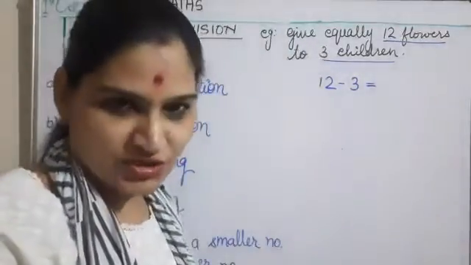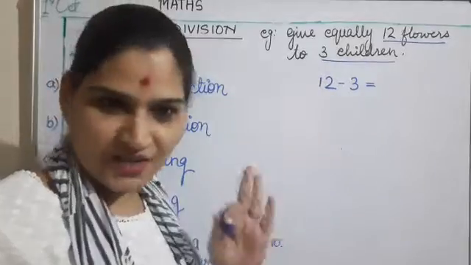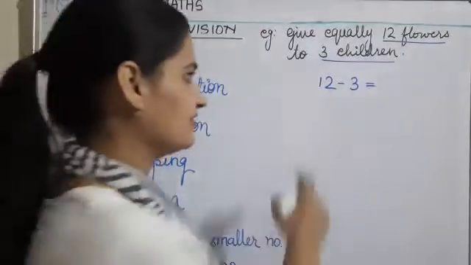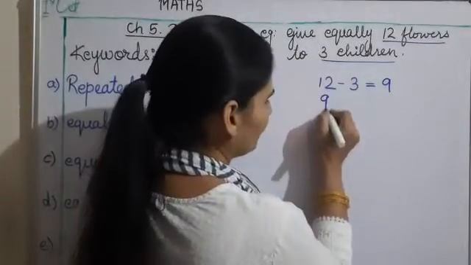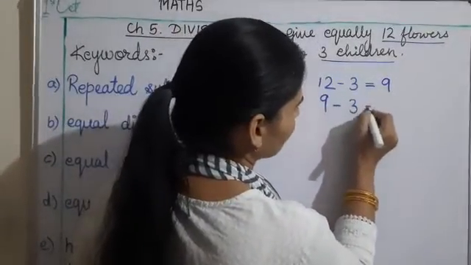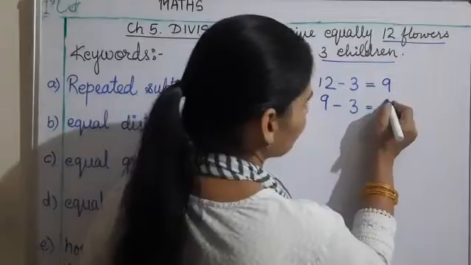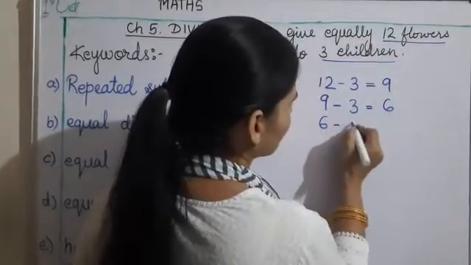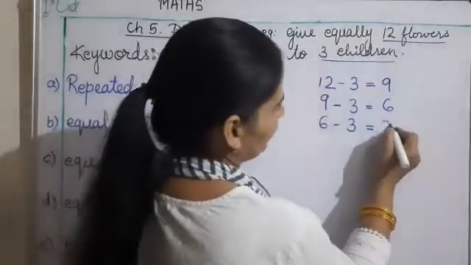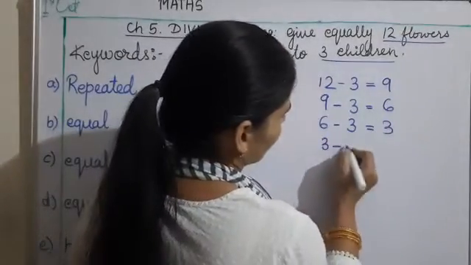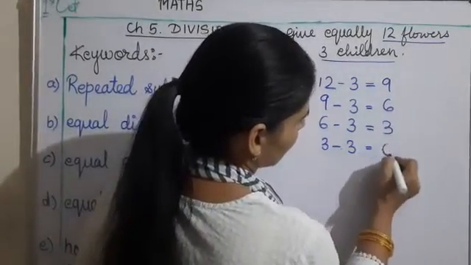तो 3 बच्चों को फ्लावर्स दे दिए हैं तो 3 फ्लावर्स कम हो गए हैं. So I am doing here subtraction. 12 minus 3 is 9. Again from 9 flowers I am giving 3 flowers. So 9 minus 3 is 6. From 6 flowers again I will give 3 to other children and I am left with 3 flowers. And 3 minus 3, 0.